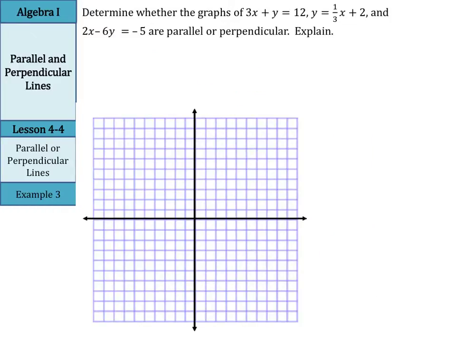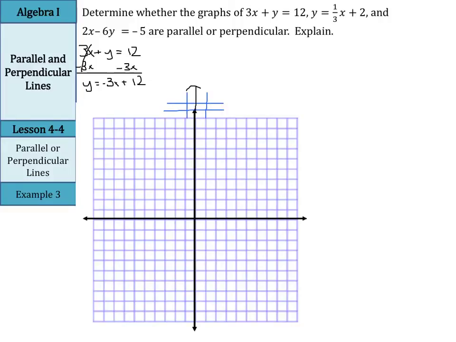Now determine whether the graphs of 3x plus y equals 12, y equals 1/3 x plus 2, and 2x minus 6y equals negative 5 are parallel or perpendicular, and explain. The way we're actually going to solve this problem is by graphing. So if we have our 3x plus y equals 12, if we work to get that into slope-intercept form, so we can more easily graph this, we would have y equals negative 3x plus 12.